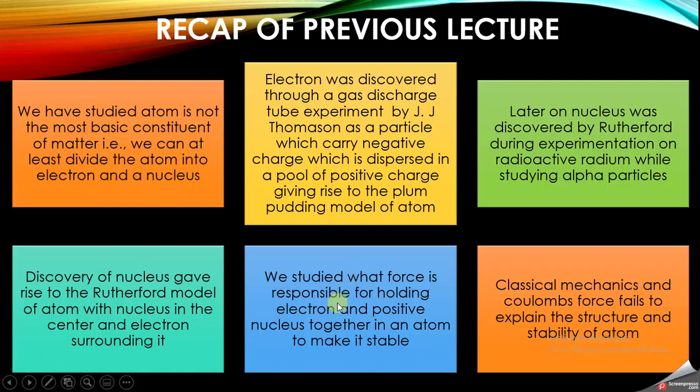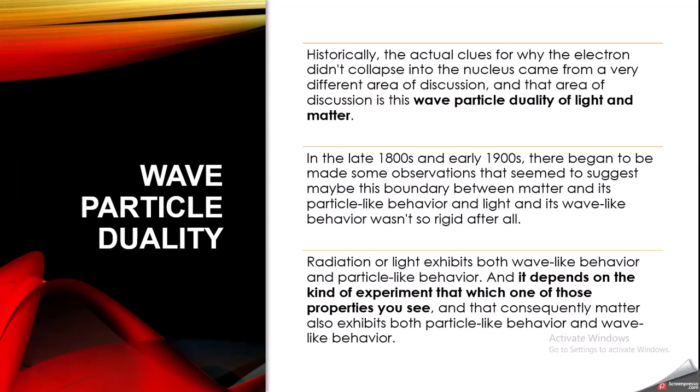We studied what force could be responsible for holding the electron and the positively charged nucleus together in the atom to make it stable. And we concluded that classical mechanics and the Coulomb force fail to explain the structure of the atom and the stability of the atom. We said that classical mechanics cannot explain the structure of the atom, and we will need a new kind of mechanics, that is quantum mechanics, to explain it.